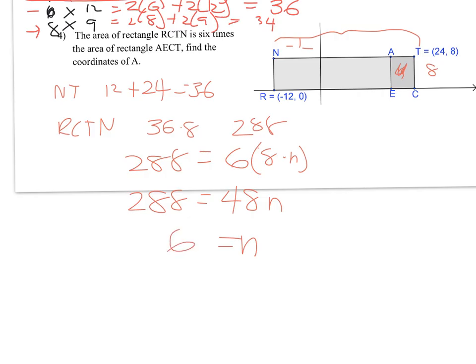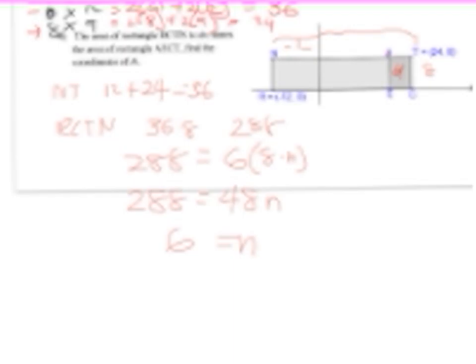And now we want to find the coordinates of A. So we just figured out this right here is 6. The whole thing over is 24. So the length from the y-axis to A is going to be 24 minus 6, or 18. So it's over 18 and up 8. I believe this would be the coordinates of A.